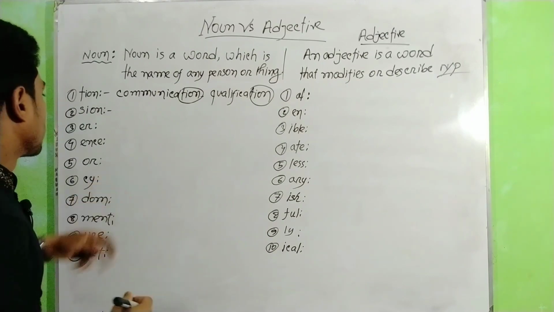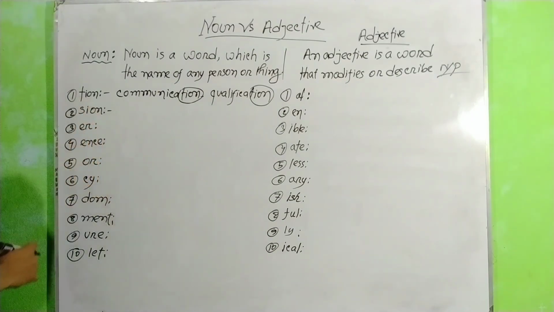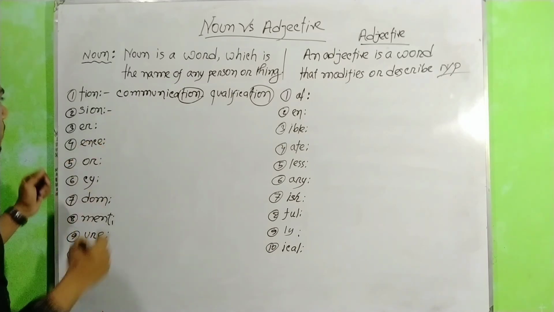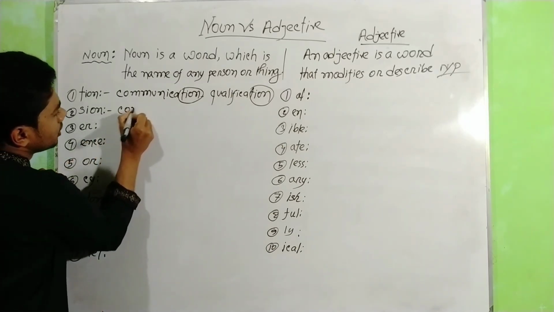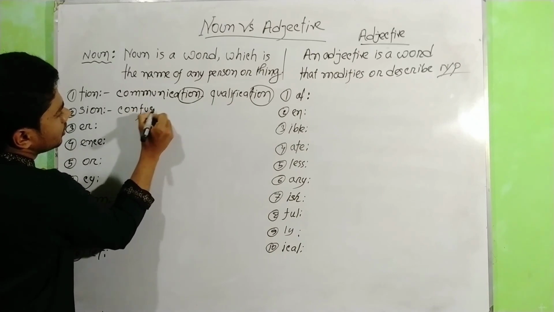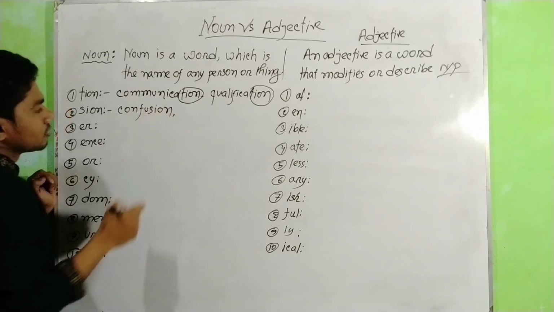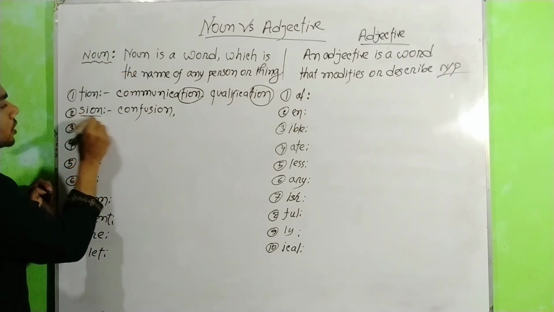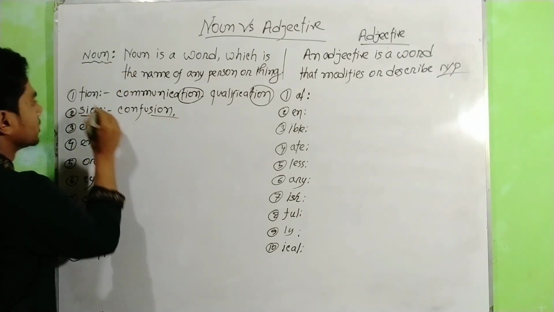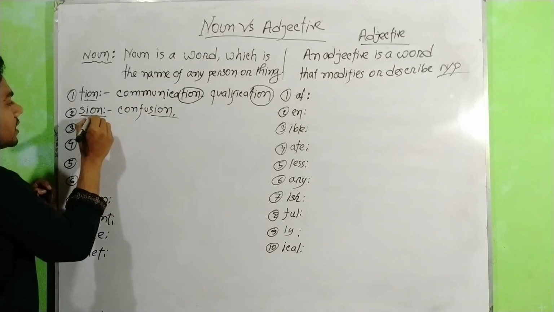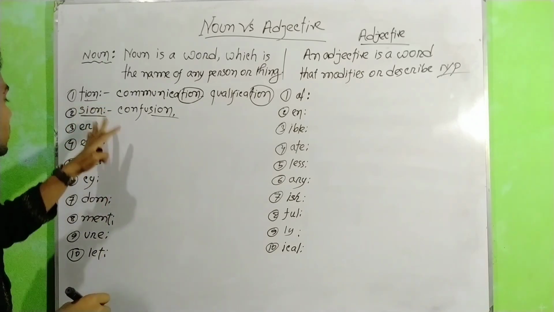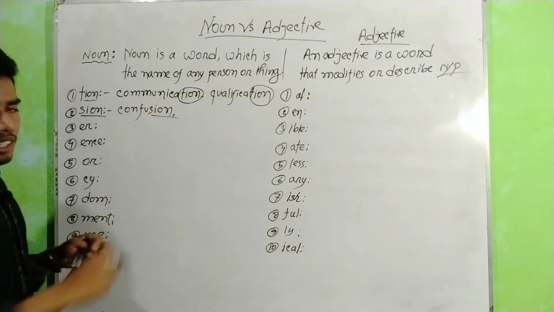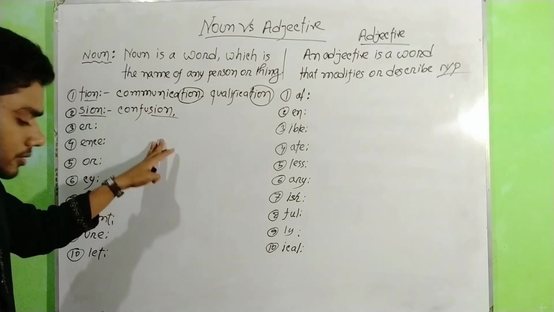Okay, let's see sion. There are so many words that end with sion. You can say confusion. Confusion is also a noun and it ends with sion. Remember, this is tion and it is sion. They are different, but they also represent a noun. Okay, confusion is also a noun.